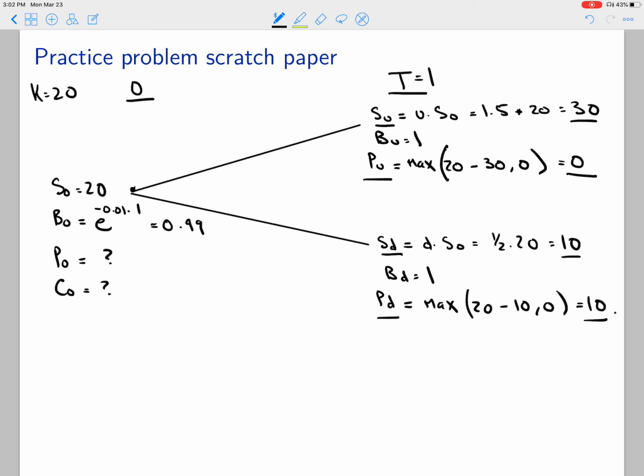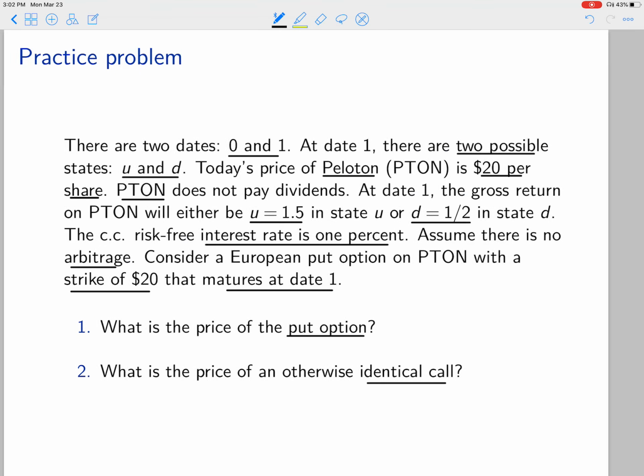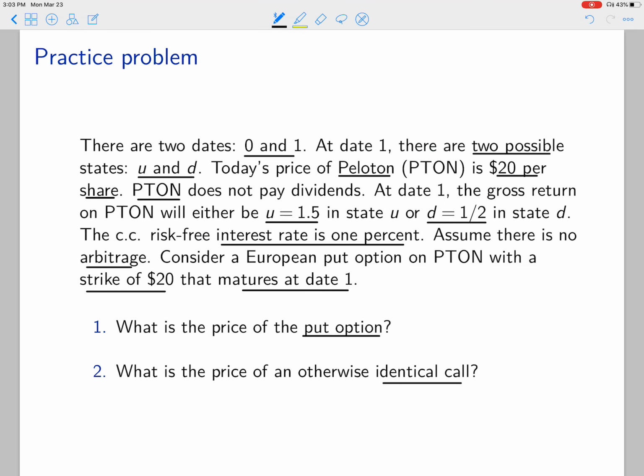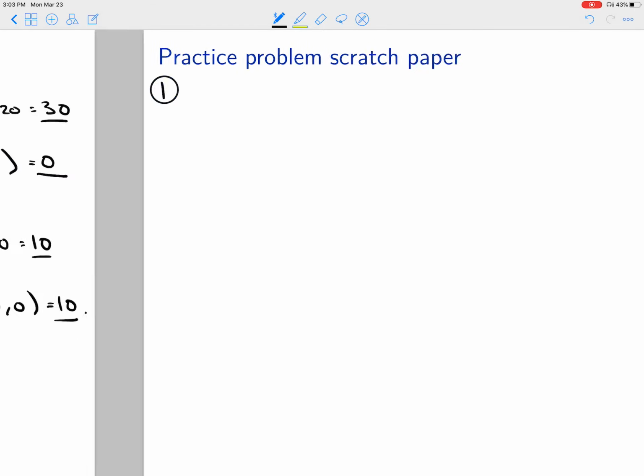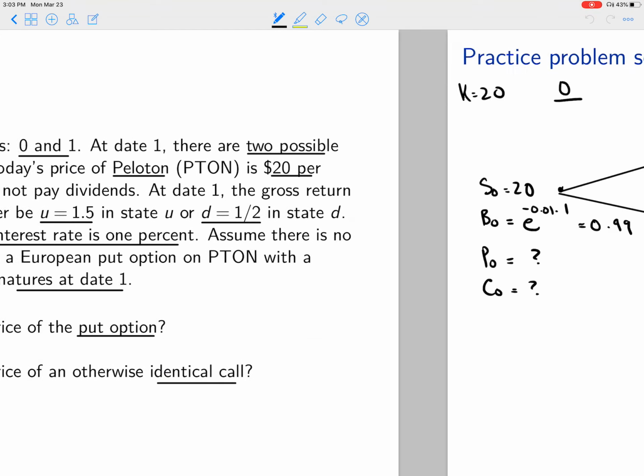Now we want to answer these two questions. First, what is the price of the put option? And second, what is the price of an otherwise identical call option? We know by now that there are multiple ways we can calculate the price of the put option. Instead of calculating the replicating portfolio again, it might be easiest to plug in the values from the baseline plug and chug equation.